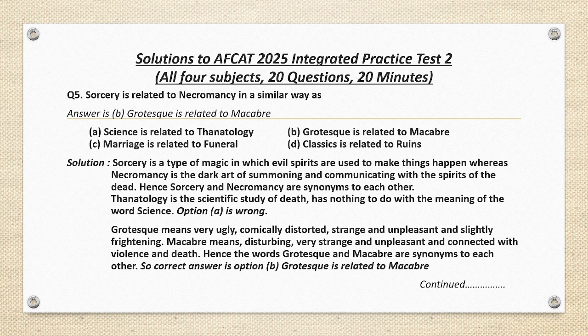Next, option B, grotesque and macabre. Right? Grotesque means very, very ugly, comically distorted, unpleasant, and slightly frightening also. And macabre means very strange, unpleasant, violence, death. So, grotesque and macabre, they are almost synonyms to each other. Right? So, these two words have a synonymous relationship with each other. So, for now, option B appears to be the correct answer. Let us see option C and option D also.